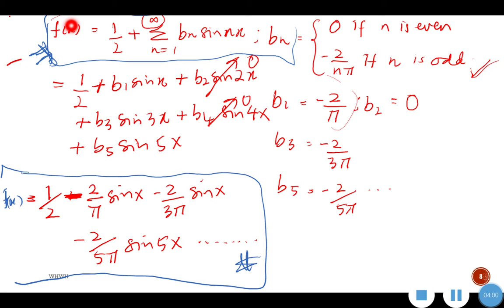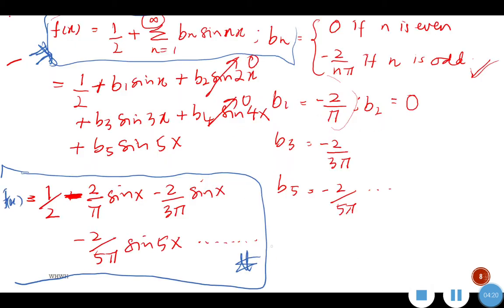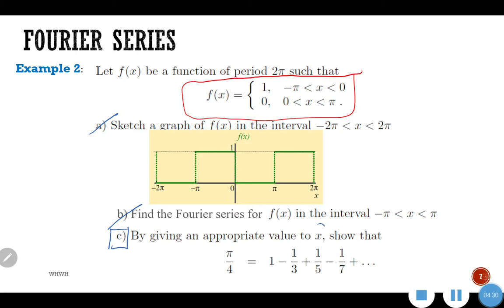Alright, okay, so now have a look at the question. So far kita dah answer A and B. Now we have C. Okay, C ni, soalan ni sebenarnya berkait dengan B. In order to solve for C, we need to get the answer up to the final answer like this. Okay, kita kena dapatkan jawapan dalam bentuk macam ni, barulah kita boleh identify value of x that will make the series come out like this.